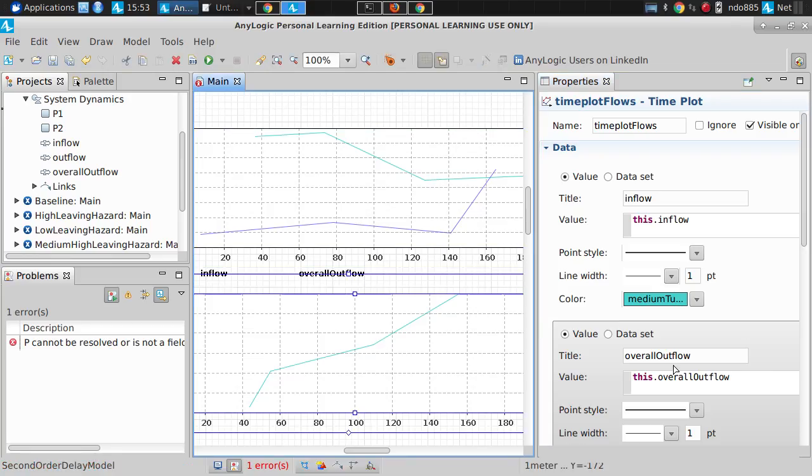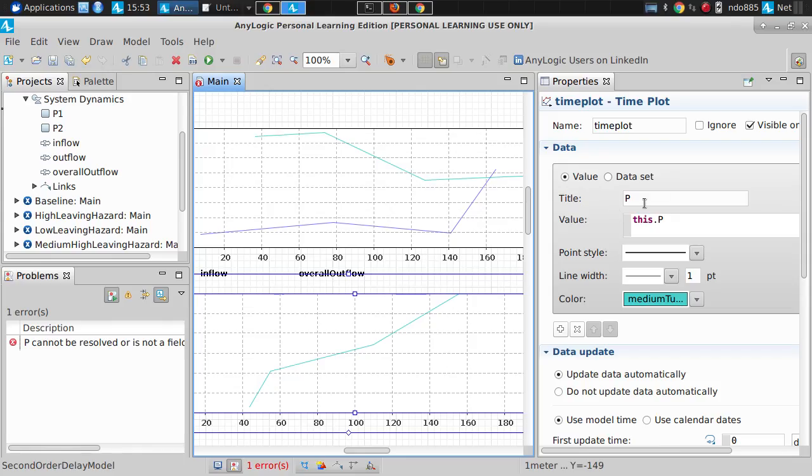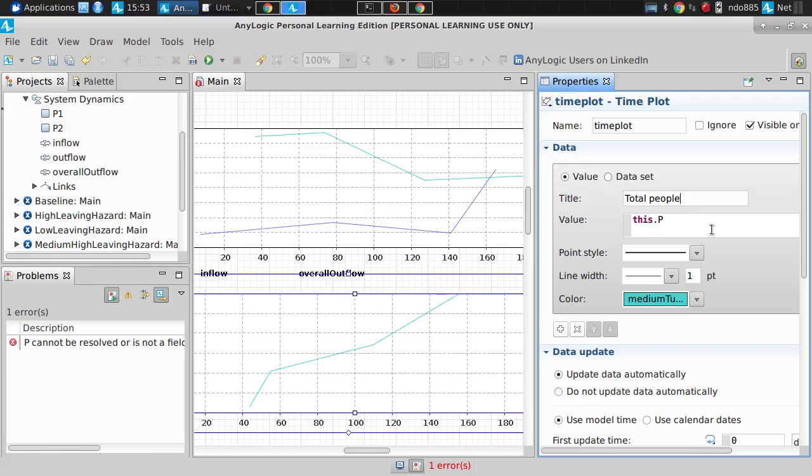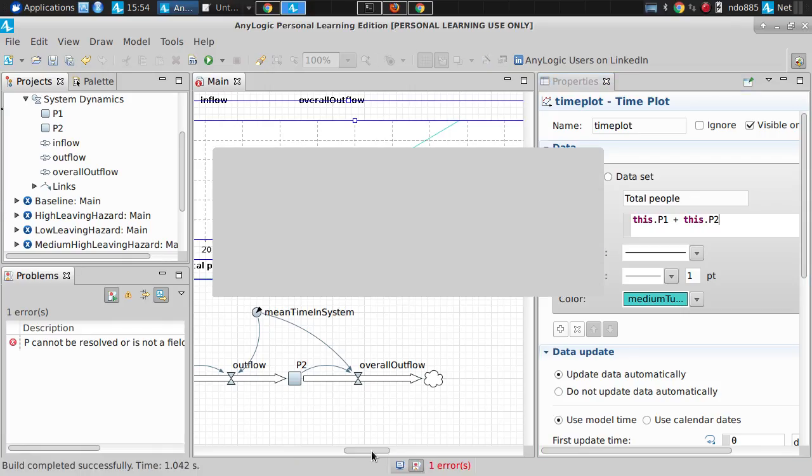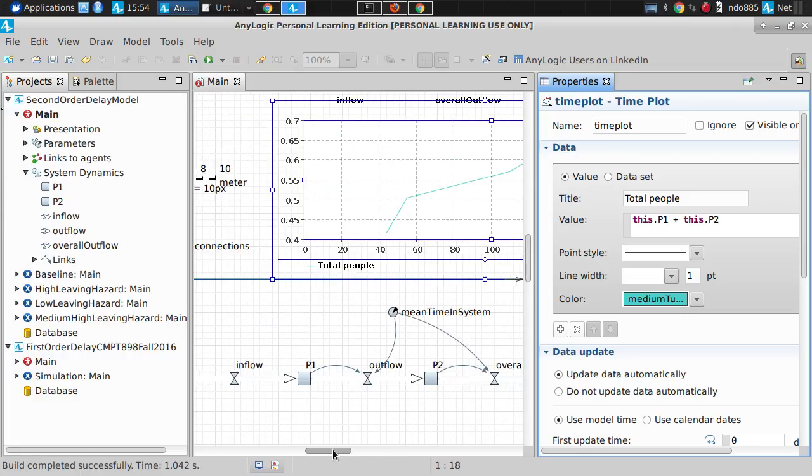And similarly, for down below, we have to change it so this will be total people, and this will be P1 plus P2. Okay? Sum of them. The total number of people in the entire system. Okay, this is what's called a second order delay. Do you recognize what it's made up of? It's made up of 2 first order delays. Each of them has a mean time associated with them of half the mean time in the system.